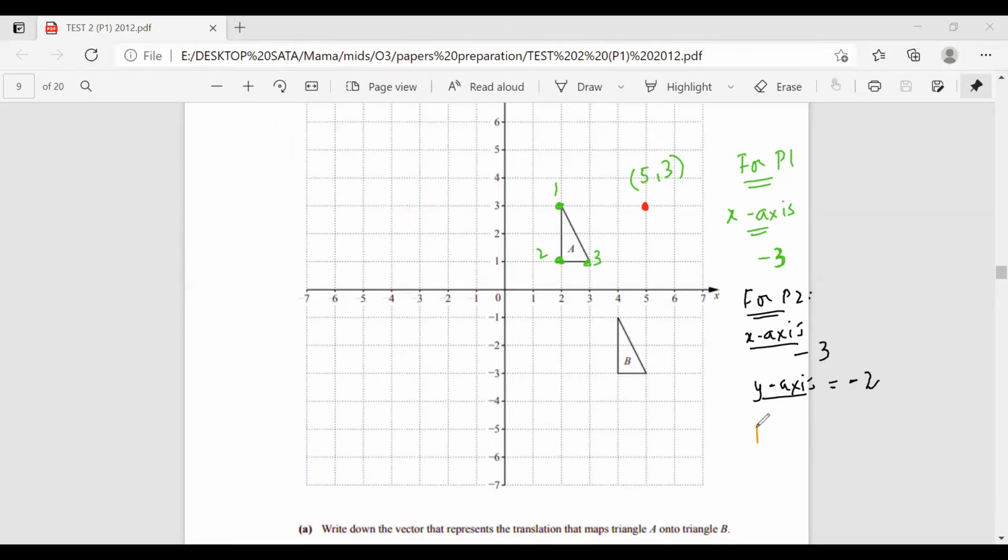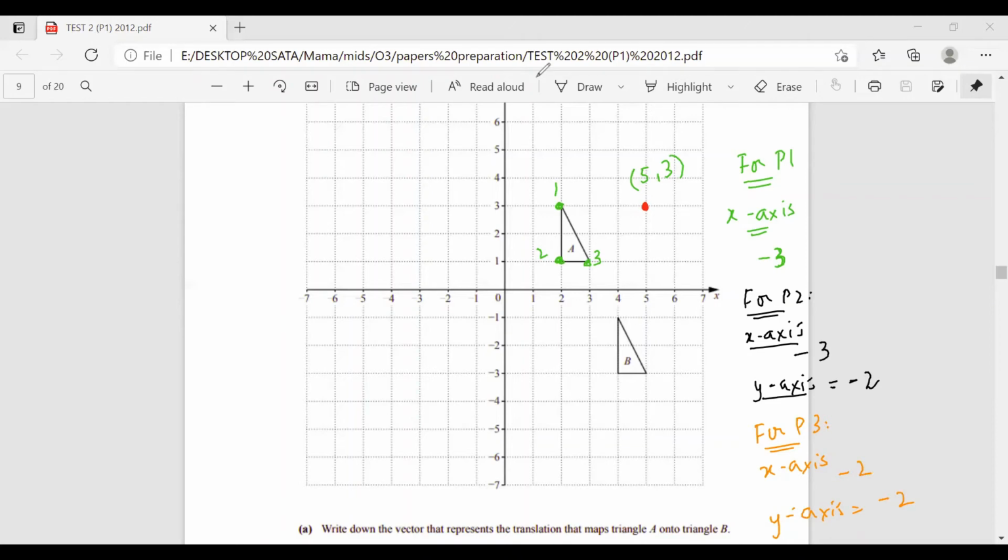For point 3, I have to move x and y axis both. So if I talk about x-axis, first of all, we can talk about y-axis. If I talk about y-axis, 1, 2, that means 2, and x-axis 1, 2, that means -2.